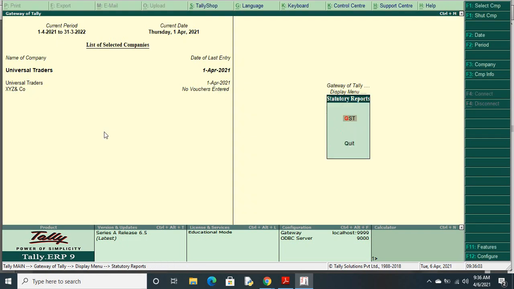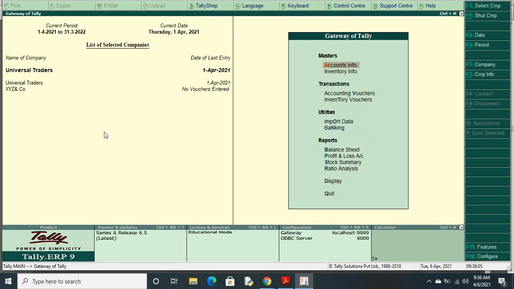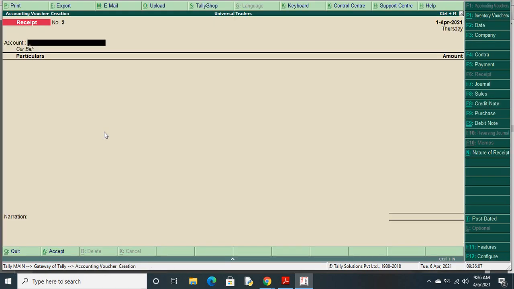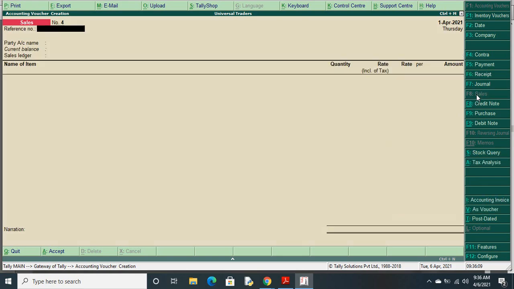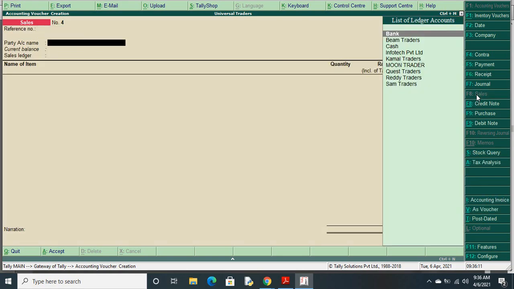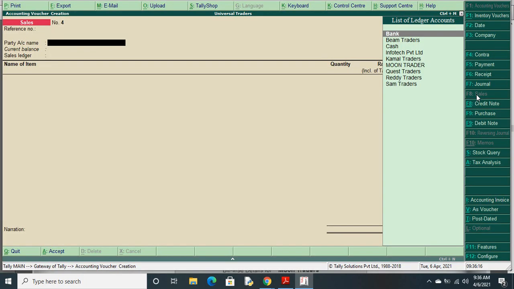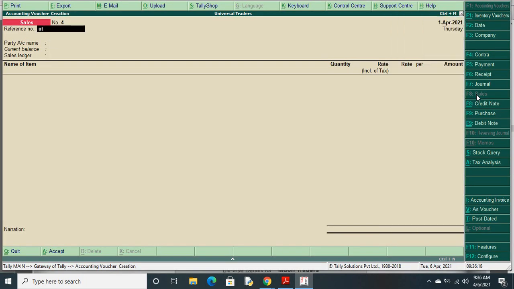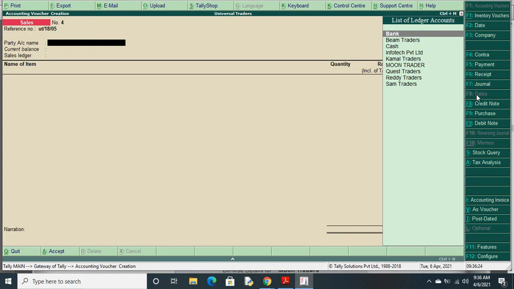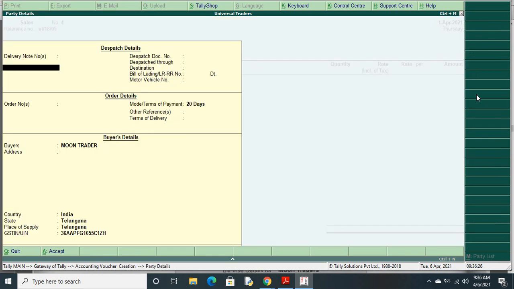Okay, first we'll enter the sales transaction also, then we'll see what will happen. F8 sales. So what is the reference number? UT by 18 by 05, UT by 18 by 05 to Moon Traders.